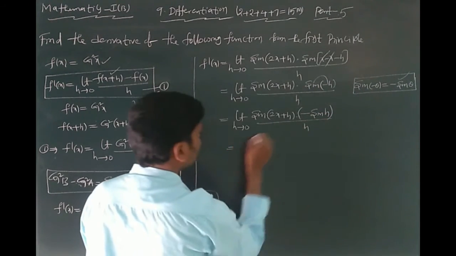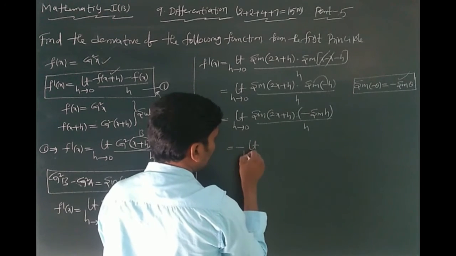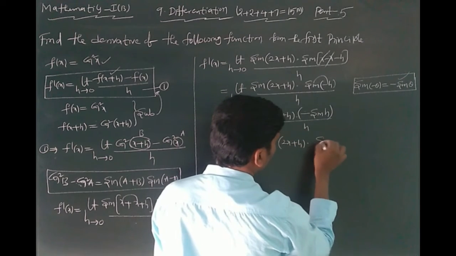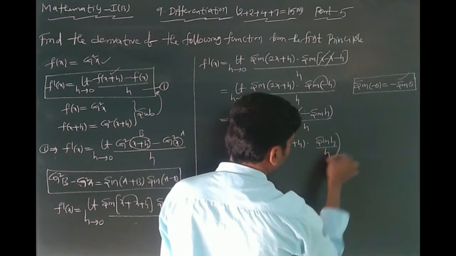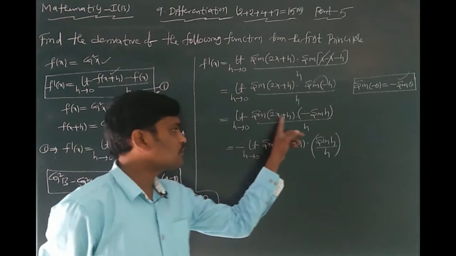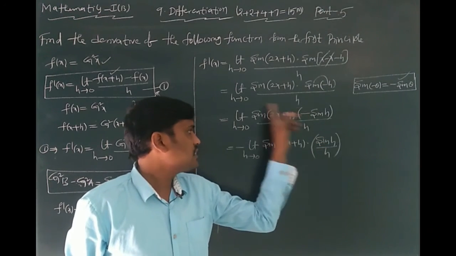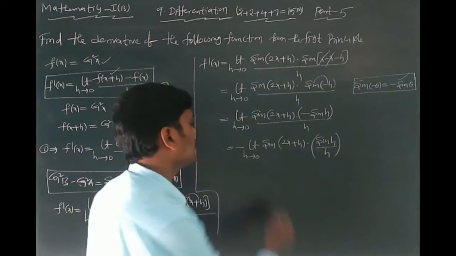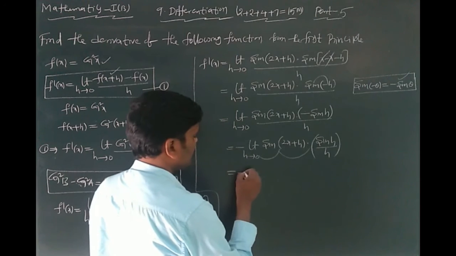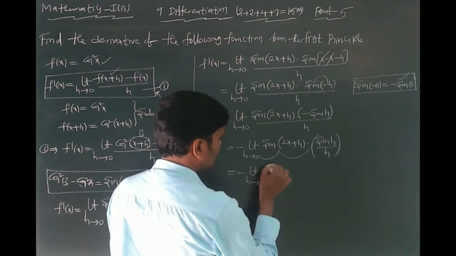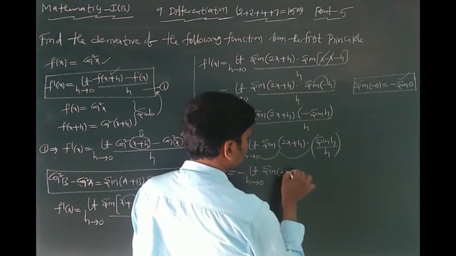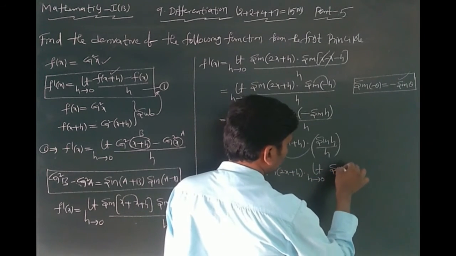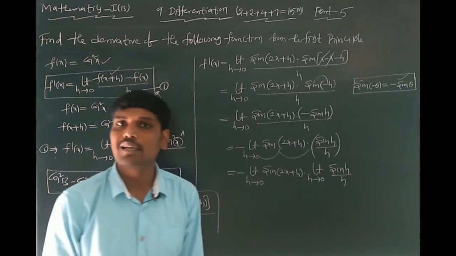After that you can separate it. You can write this minus here. Limit h tends to 0, sin of 2x plus h into sin h by h. Here sin of 2x plus h is the one term. Minus goes forward, and sin h by h is the other term. After that you can write separately: minus limit h tends to 0 of sin of 2x plus h, into limit h tends to 0 of sin h by h.